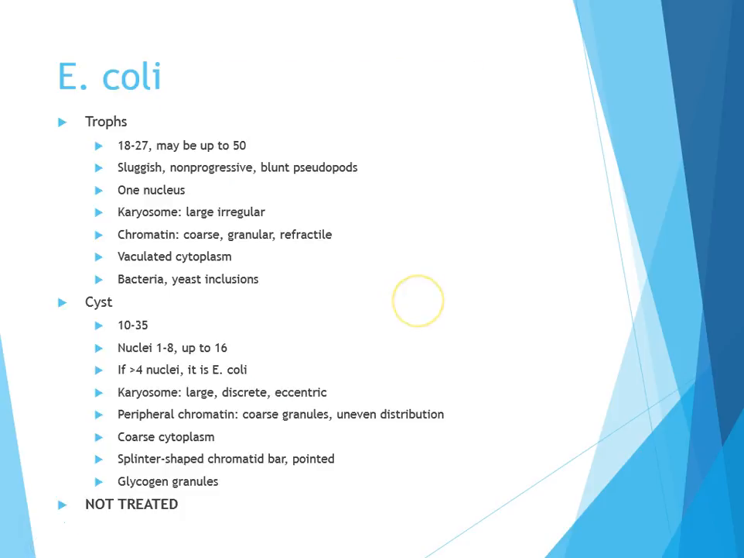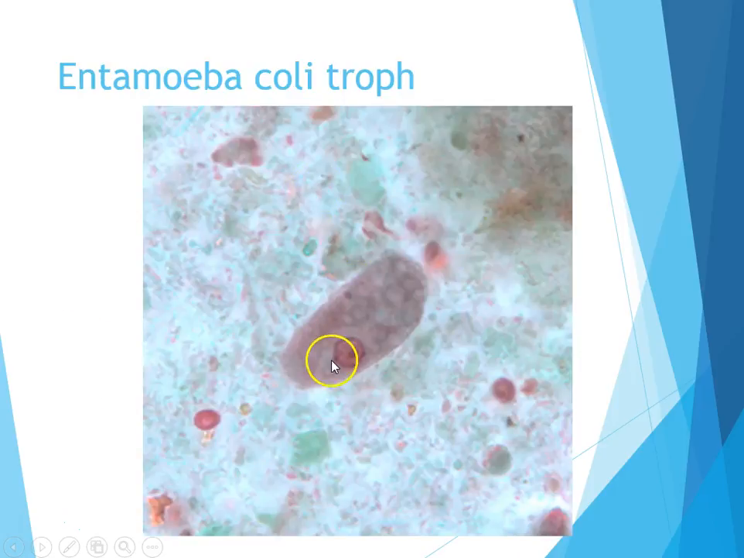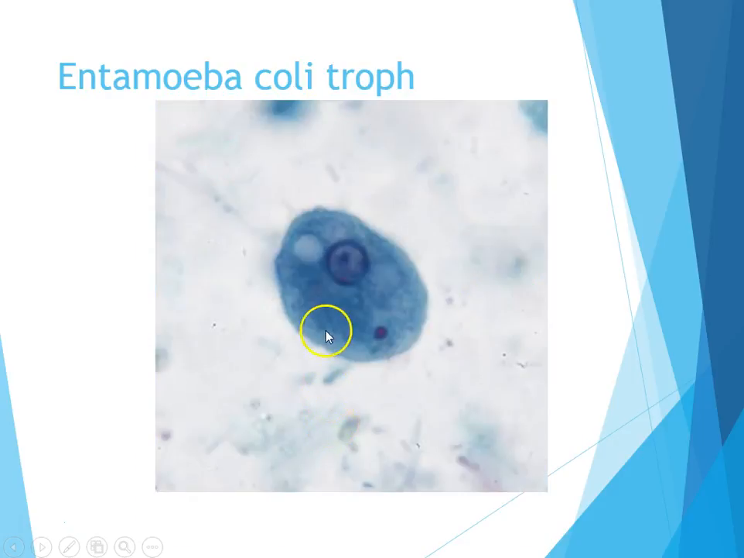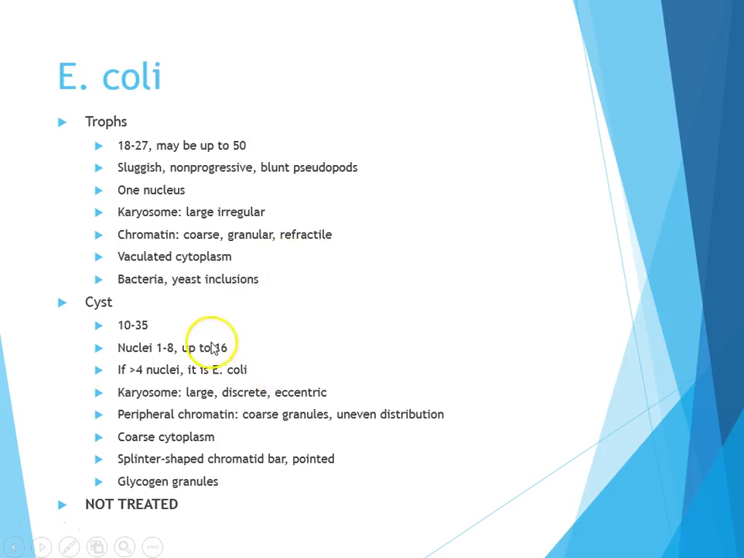Okay, E. coli. This is one that's easy to identify also. This one is 18 to 27. It may be up to 50 micrometers. It has sluggish, non-progressive, blunt pseudopods. Instead of having finger-like pseudopods, you can hardly even tell that it has one. It just will extend out a little bit. It has one nucleus, a large irregular karyosome.